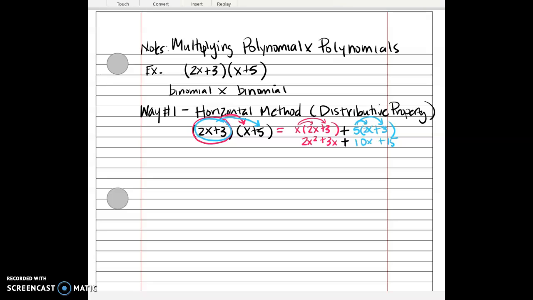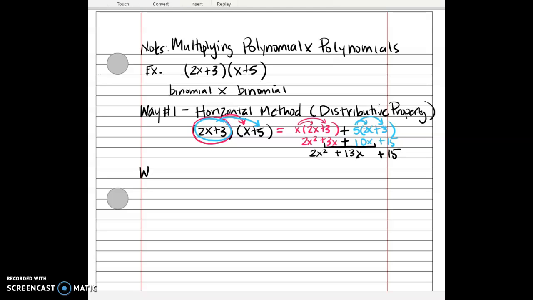And then you ask yourself, are there any terms that we can combine? We have the 3x and the 10x, so yep, we get 2x squared plus 13x plus the 15. And we can't combine anything else because we have the same variable but not the same power. So we're done. You have a trinomial to the second degree, so it's quadratic. Leading coefficient is 2, constant term is 15.